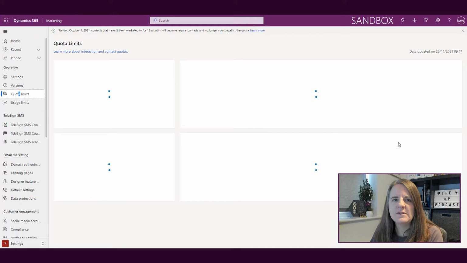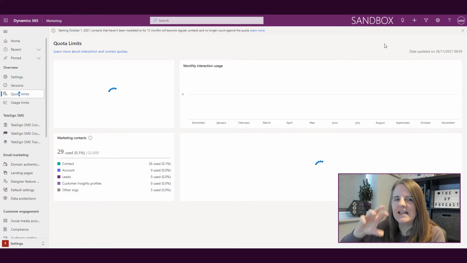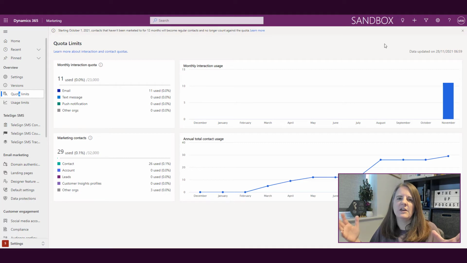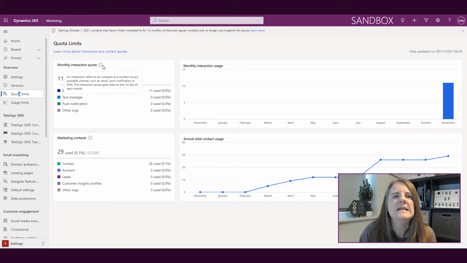If we now look at the quota limits, what we're seeing now, and this is I think a great way that Microsoft is moving towards, this is obviously Power BI that we've got embedded here, and this is now showing more information about what our interaction quota is, the number of marketing contacts, that kind of thing. So we can see here our monthly interaction quota, if I hover my mouse over this, this is basically saying an interaction refers to outreach to a contact via any channel. So we've looked at those: emails, push notifications, and SMS or text messages.